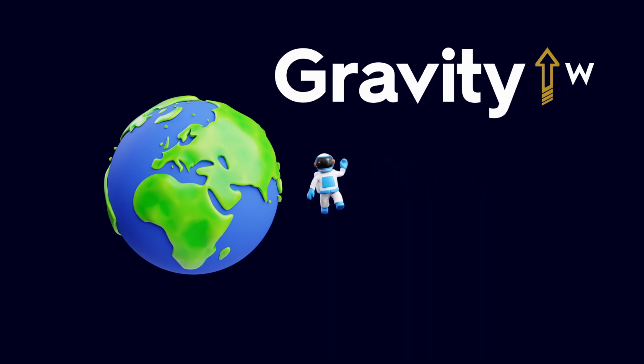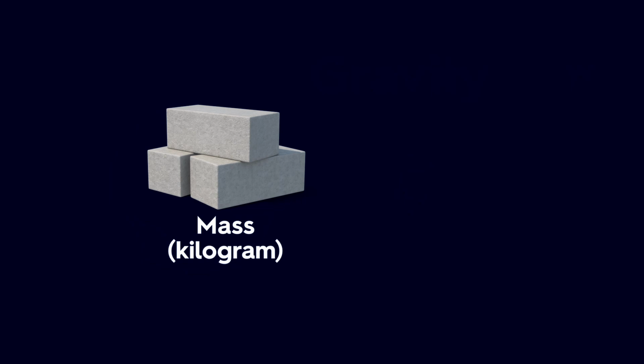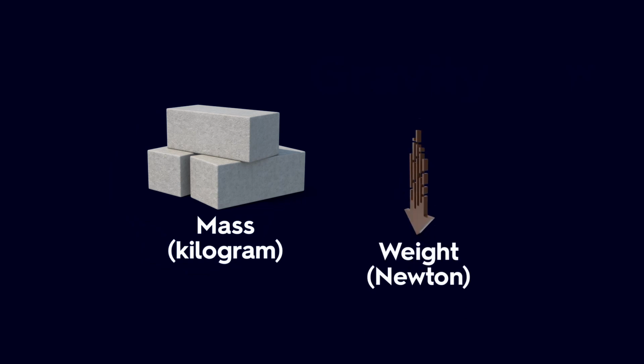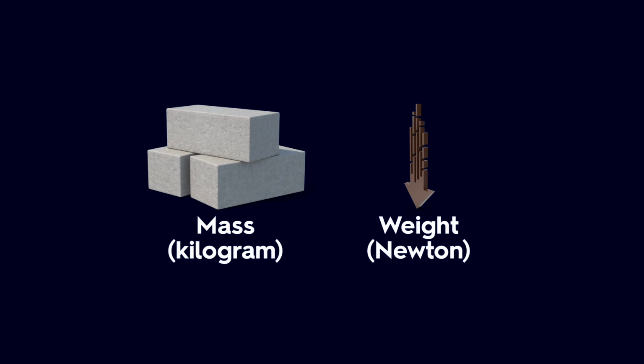So to summarize, mass is constant and measured in kilograms, while weight equals mass times g and is measured in newtons.